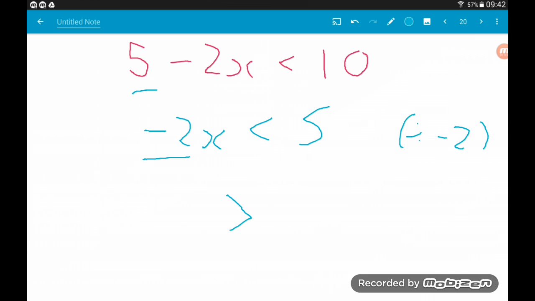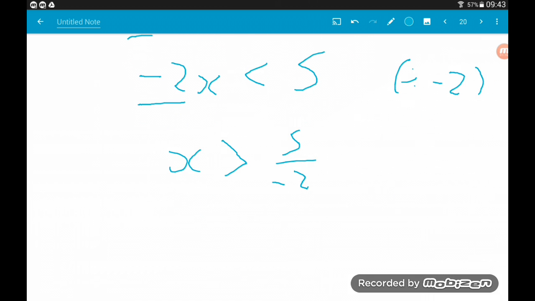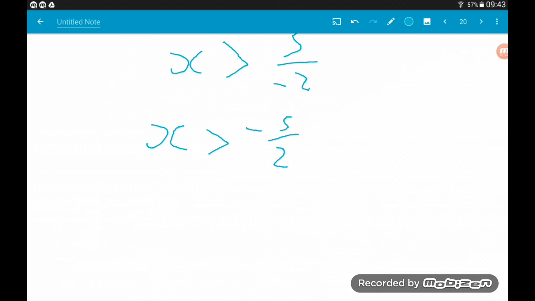So now we've got x is greater than 5 divided by -2. Now 5 divided by -2 gives us x is greater than -5 halves, or in set notation, x is such that x is greater than -5 halves. Good times.